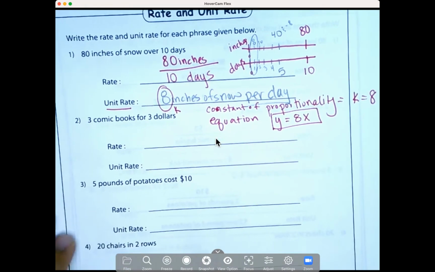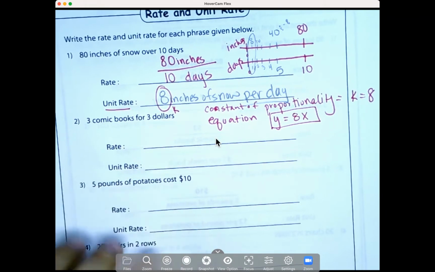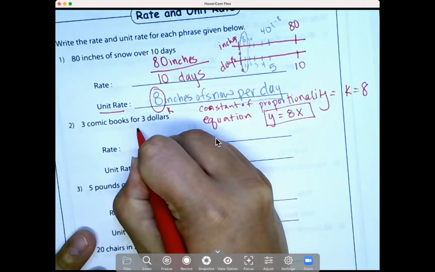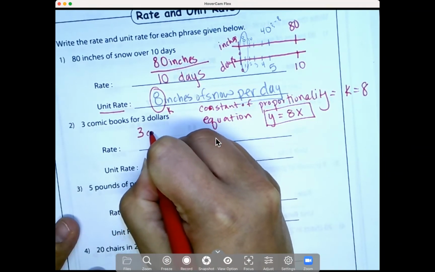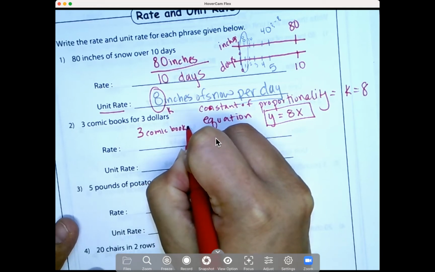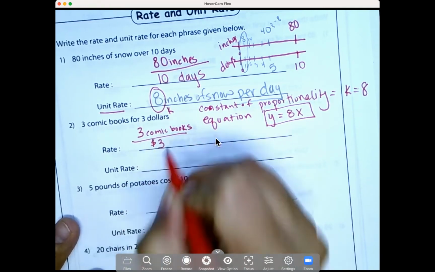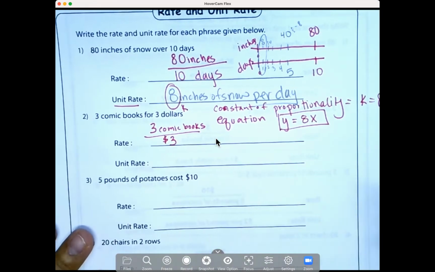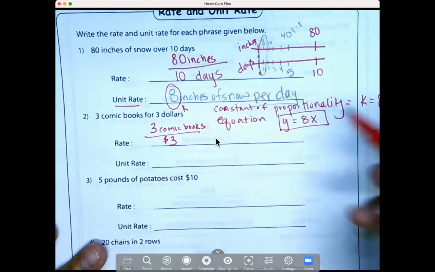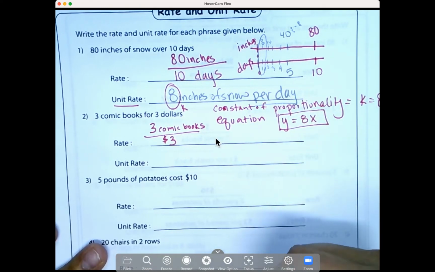The next one, the 3 comic books for $3. I would say that my rate is 3 comic books, or they could write 3 books per $3. Most teachers are okay if they just put the dollar sign. So then again, for my unit rate, I could do this double number line, or the students could simply do division.